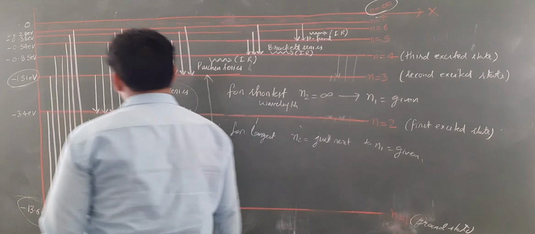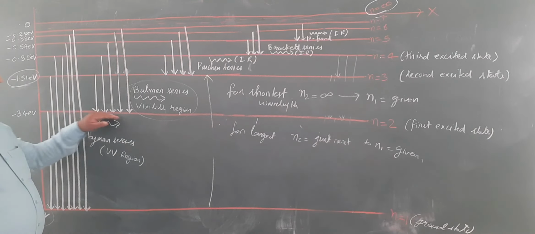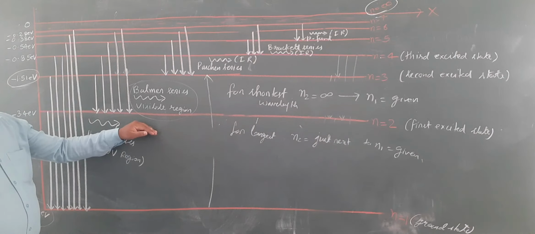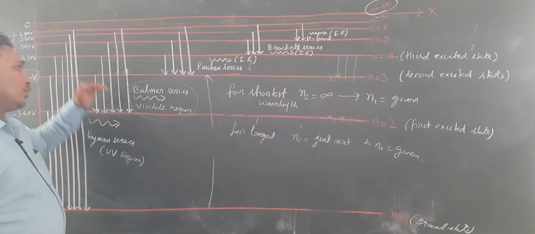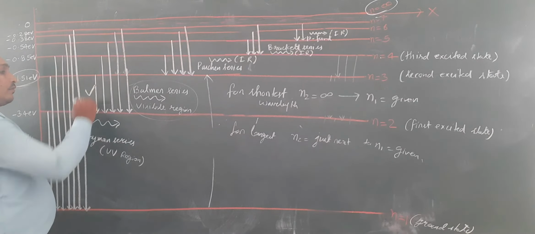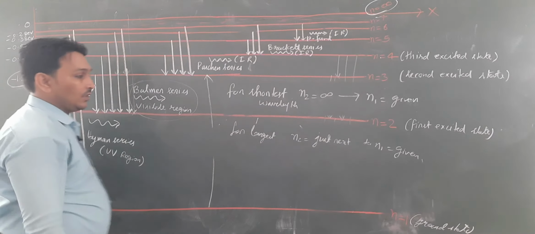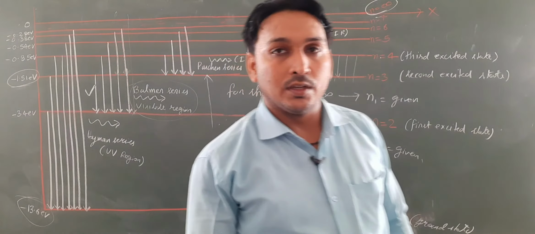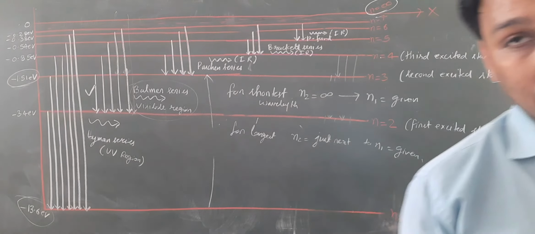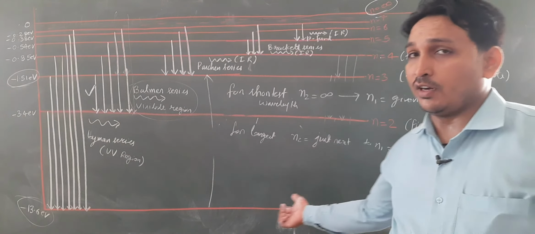Suppose someone asks what is the longest wavelength in the Balmer series. Balmer series is when the transition takes place from a higher energy state to n equal to 2. For the longest wavelength, you have to go to just the next level: from 3 to 2 is going to be the longest wavelength. And for the shortest wavelength, from infinity to 2 is going to be the shortest wavelength. Is it clear? So these are some points related to the atomic model, the energy level diagram.